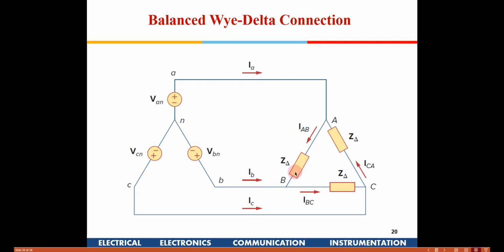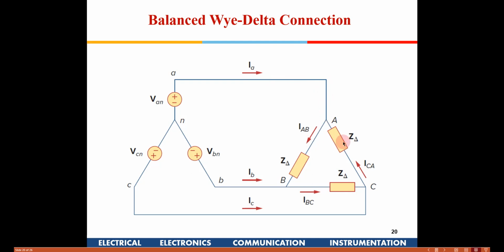So if you see this arm, what are the voltages applied? B and A, right? So that means across this we have a line voltage, that is root 3 times the phase voltage, applied across all these three. And also the second thing we can see here is that the line current is not the same as the phase current.